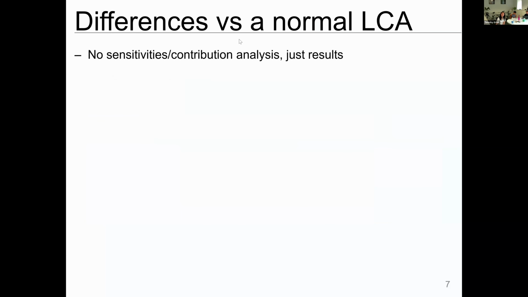So in EPDs, there's no sensitivities or contribution analysis. I guess there's no need for a contribution analysis since they're already split into modules, so you can see how much of the impact comes from where. Because it's just results, the interpretation section is a little more condensed. You don't really have to go into as much detail and explore every single thing. You're not really trying to find a specific answer to a specific question. You're just there to present a bunch of results about one product.